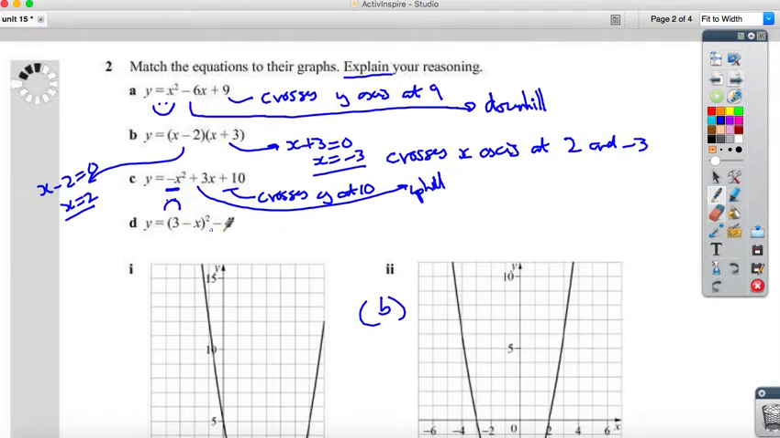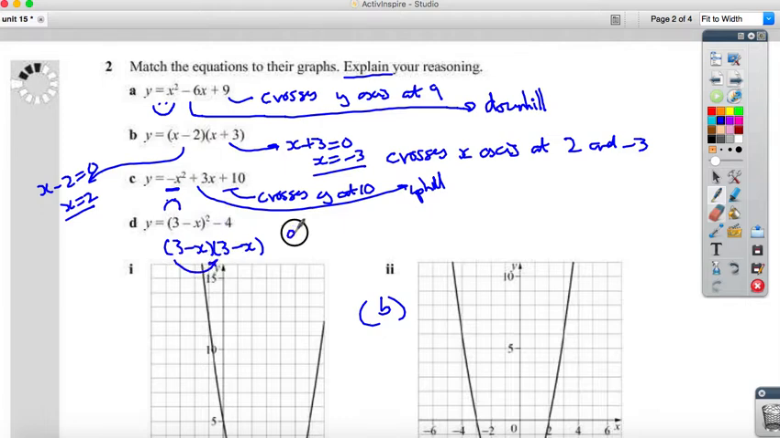Now for D, a bit more tricky. This is trying to give you coordinates of intersection, but you can't do it by default, so you have to explain your reasoning for this. What I would say here is I would actually expand the bracket. So 3 minus x, squared, and then minus 4. Squared means times itself, and then we're going to take away 4. Before we take away the 4, let's multiply these brackets together.